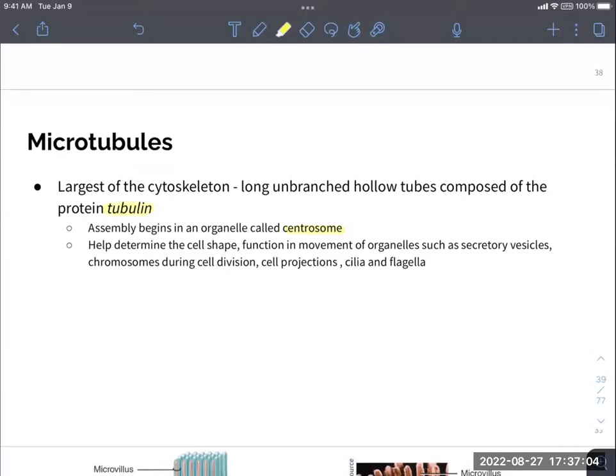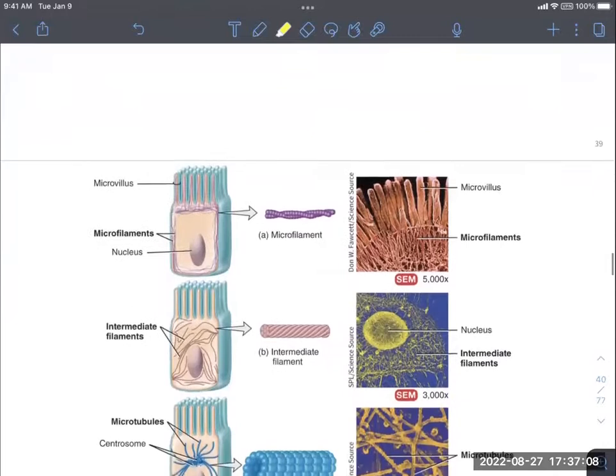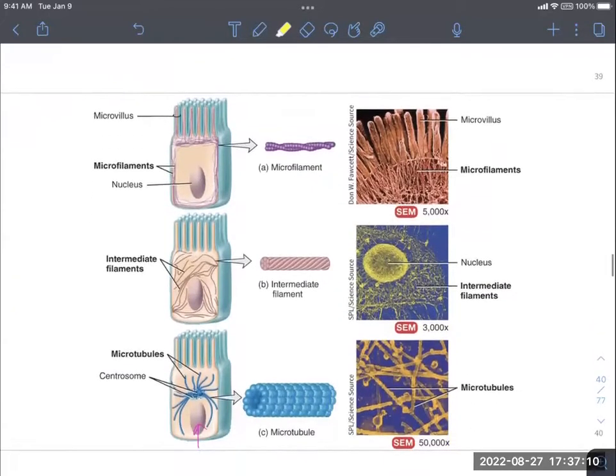Cell projections like cilia or flagella are what come up off the top of the cell, just like these. These are our microvilli. They extend up off of the cell. You can see in the electron micrograph over here that they're like little finger-like projections that come up. Those are made of microfilaments.